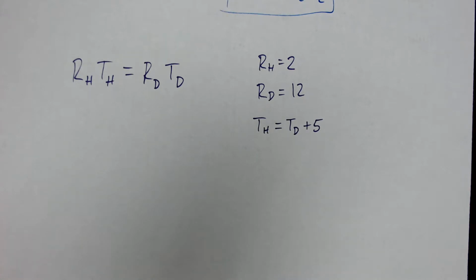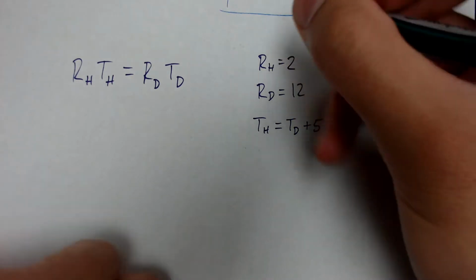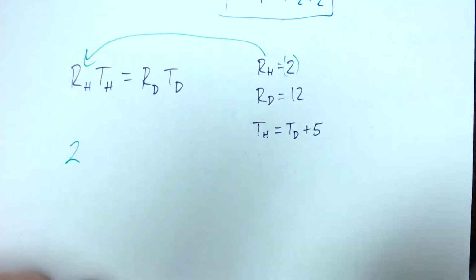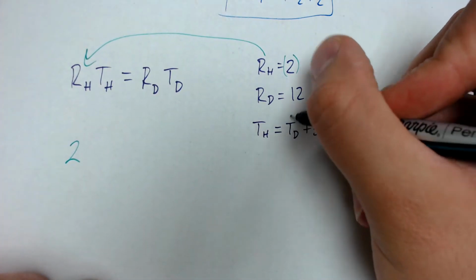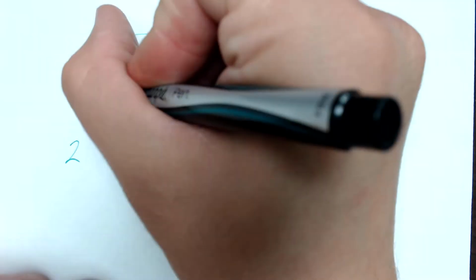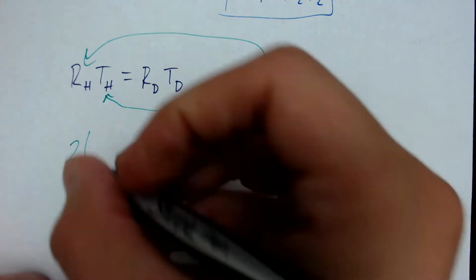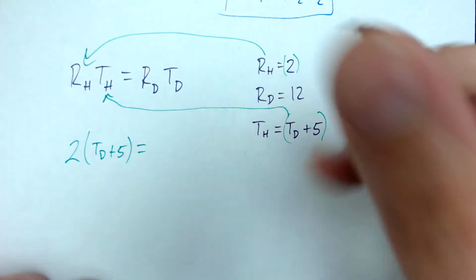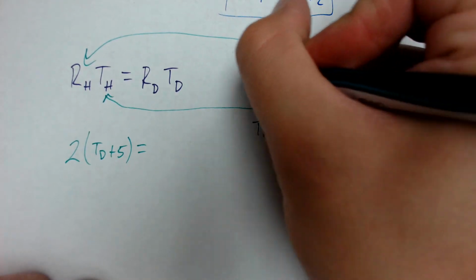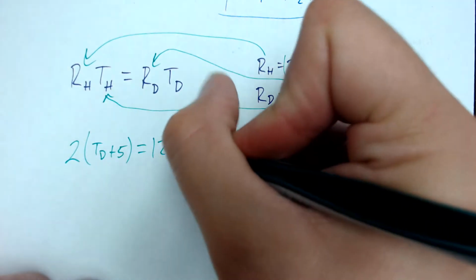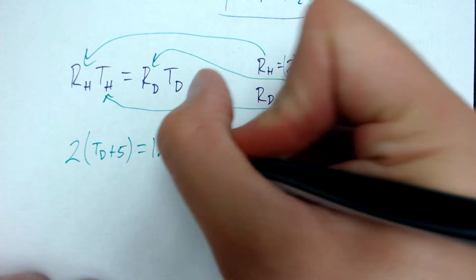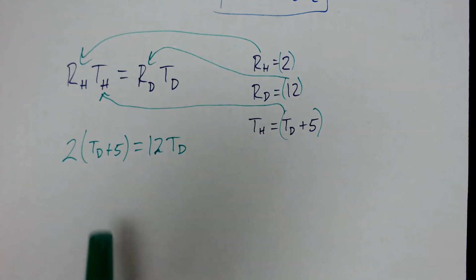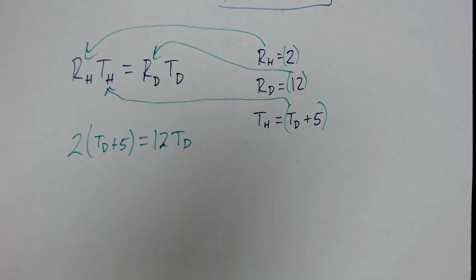Let's start substituting. We'll do this in green. I'm going to take rate of hike and substitute that here, so that's 2. I'm going to take time of hike and substitute this here, so that'll be 2 times (td plus 5) equals rate of drive, which I know is 12, times time of drive. Now I have an equation with one unknown. I can substitute and eliminate and solve.